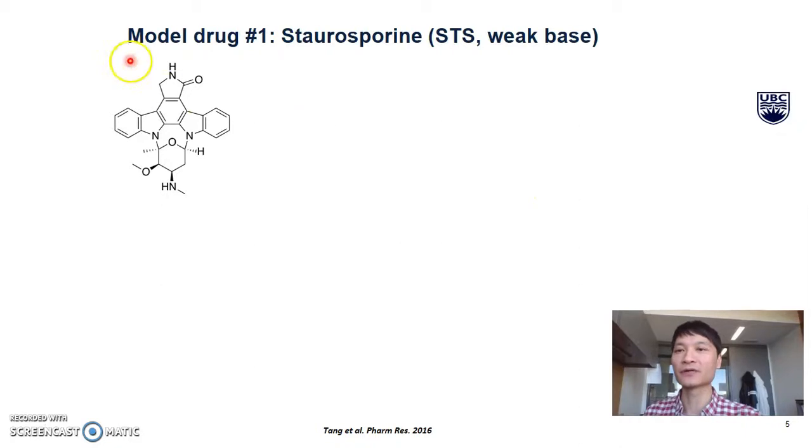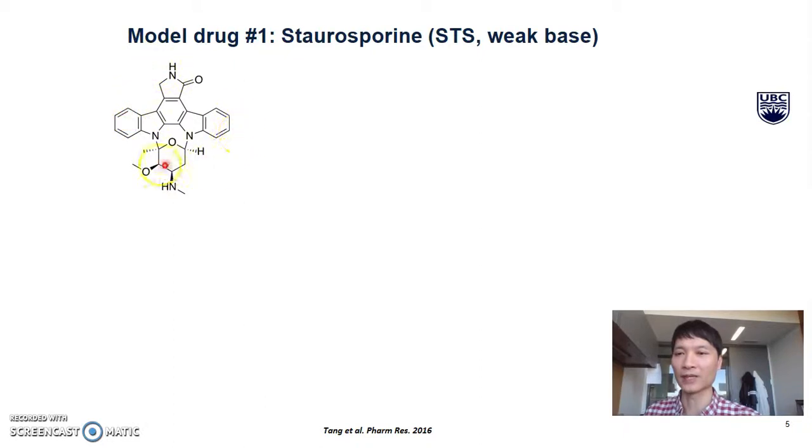The first model drug is called Starsporin. It's a tool compound in medicinal chemistry because it's a pan-tyrosine kinase inhibitor, very potent, but also very toxic because it has no selectivity. So in this case, we just want to demonstrate that our technology can work for this compound. So you can see the structure of Starsporin here.